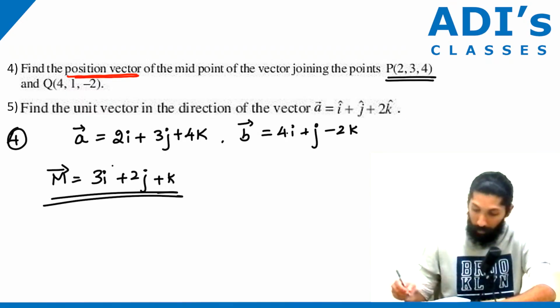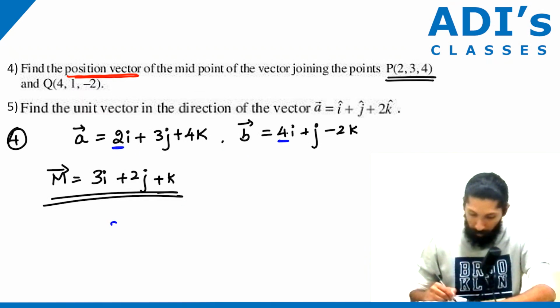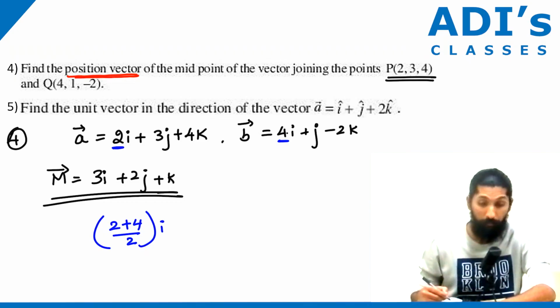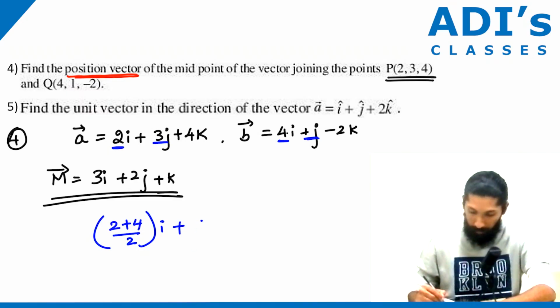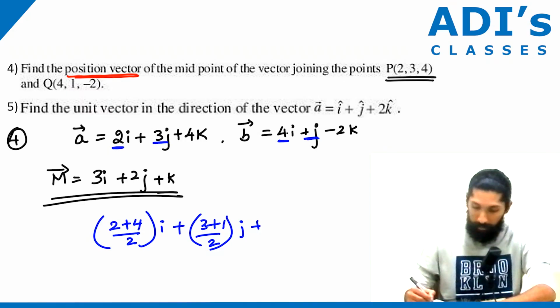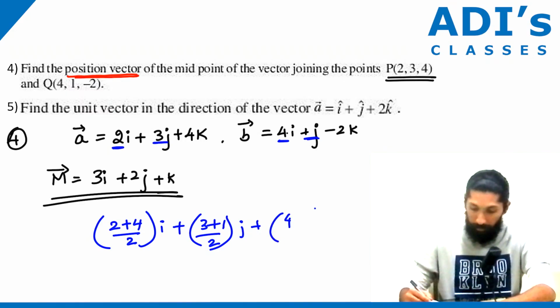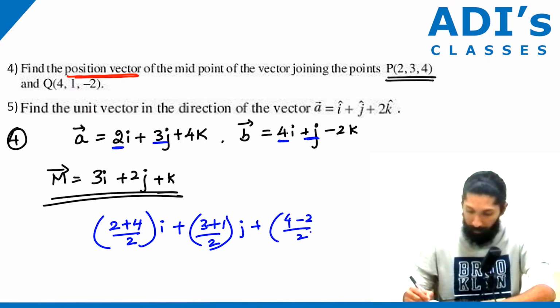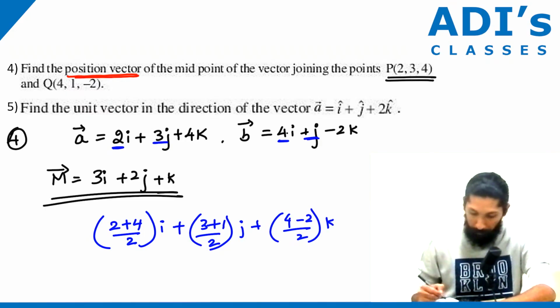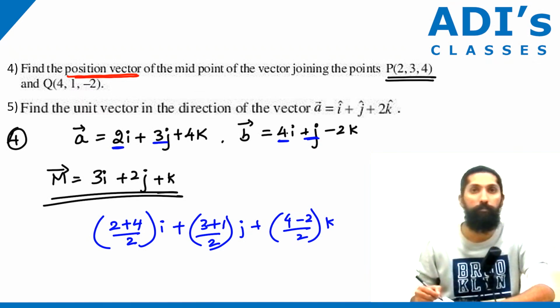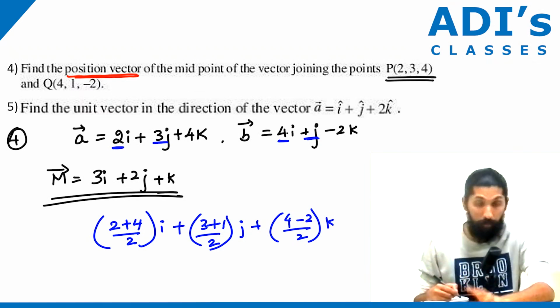Again, I'll repeat. What did we do in the first case? We took the average of this and this. So 2 plus 4 divided by 2 into i. That's how we got 3. Plus, take 3, take 1. 3 plus 1 divided by 2 into j. Next is 4 and then minus 2 divided by 2 into k. This is how we got the midpoint, 3i plus 2j plus k. Clear? This is the answer for the fourth question.